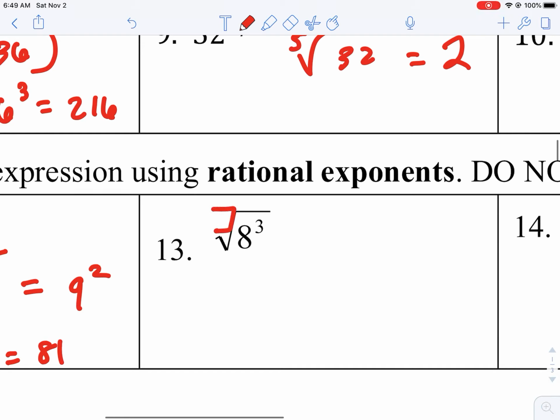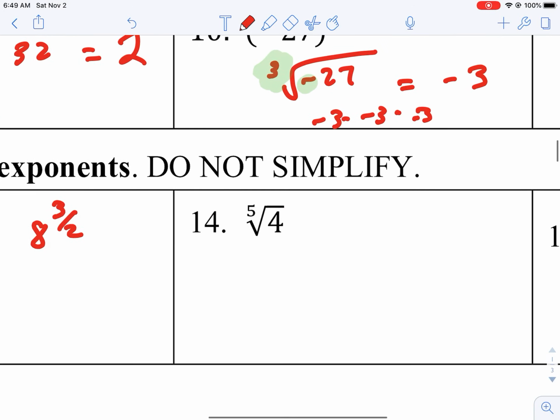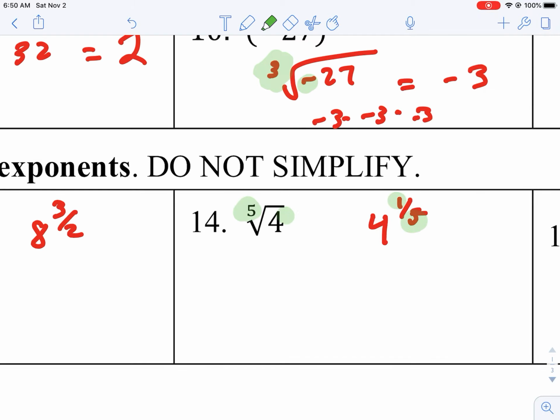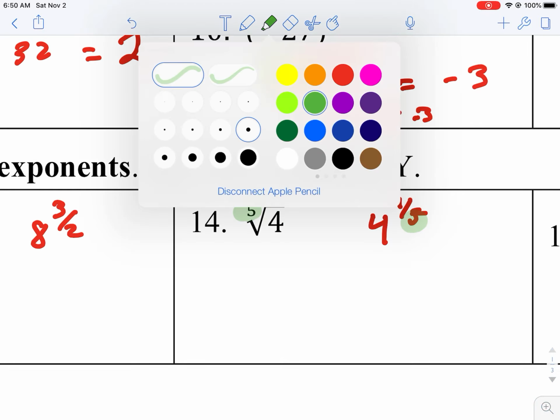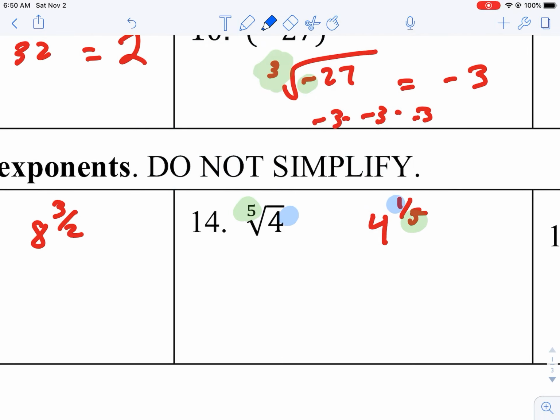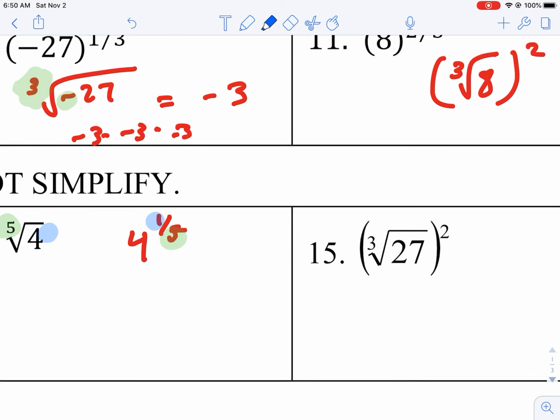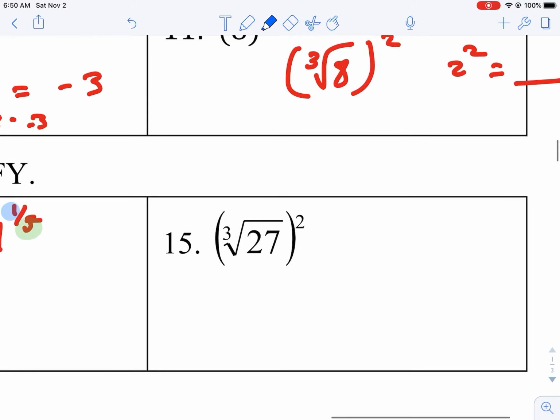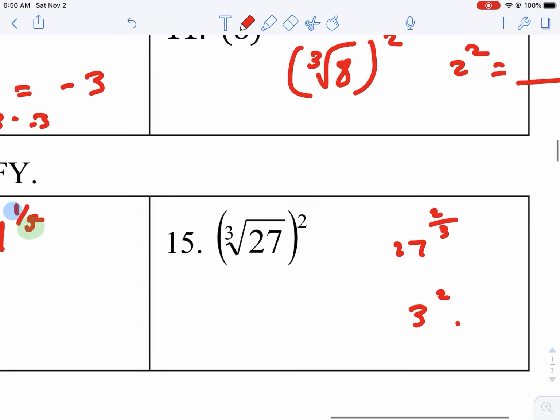This right here, what number is this? 2. So it's 8 to the 3 over 2. This one's 4 to the 1/5. Whatever number this is, goes on bottom. Whatever number's here, goes right there. And then this is 27 to the square root over 3, which I think is 3 squared, which is 9.